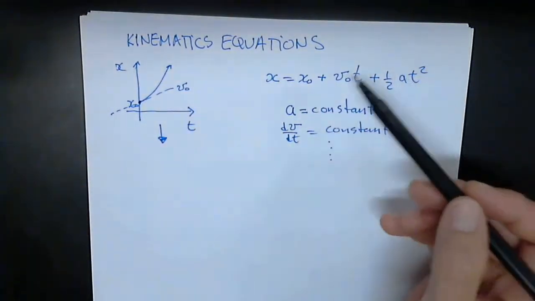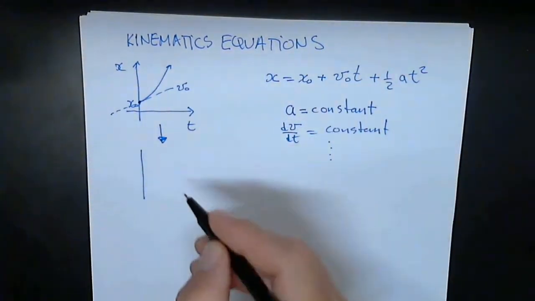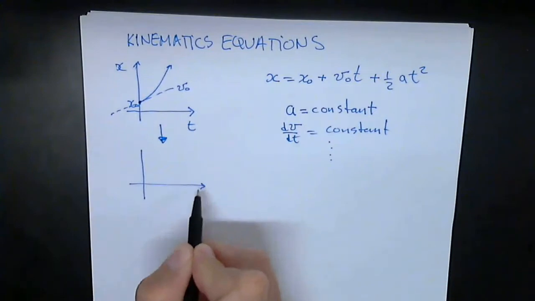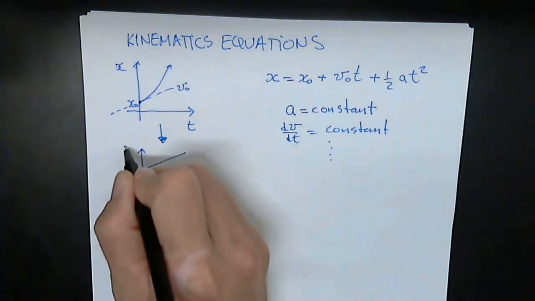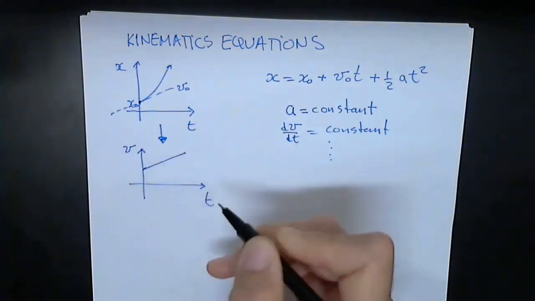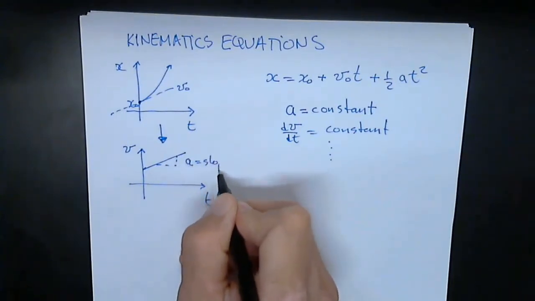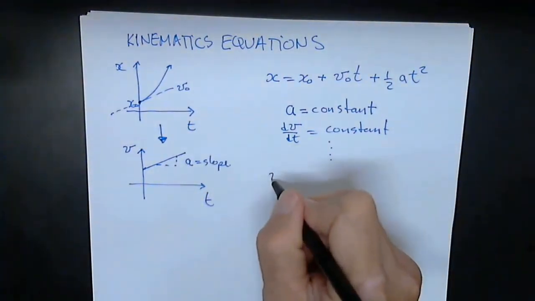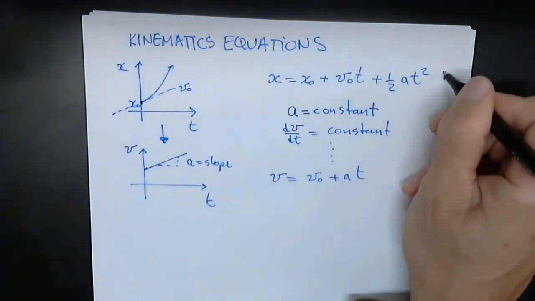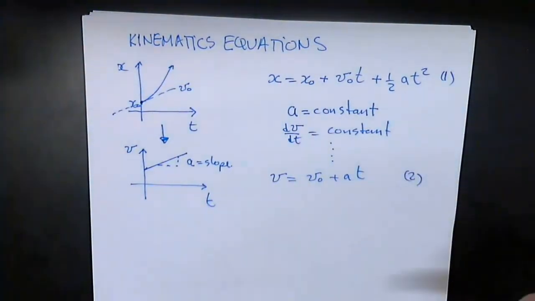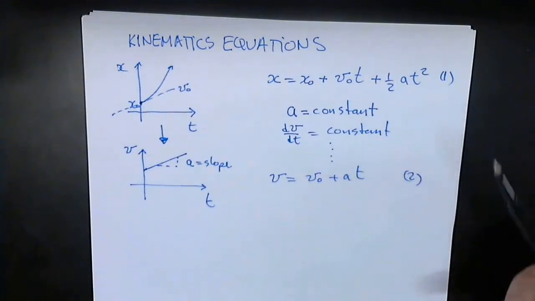So if you take the derivative of a quadratic function, you get a linear function. So you know the velocity versus time is a linear function, and the slope of this line is the acceleration, and this is the equation. This is equation 1, and this is equation 2. So the derivative of equation 1 gives you equation 2, and you could check it out.